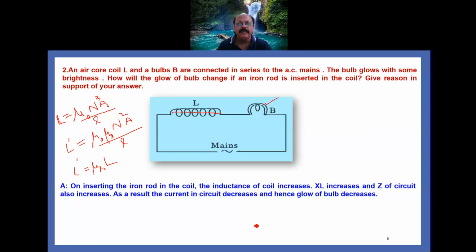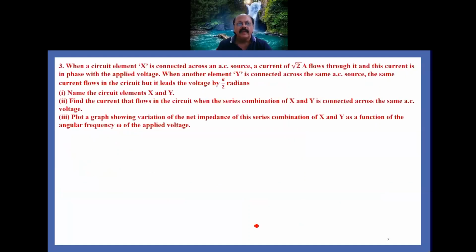Now we take another problem. When a circuit element X is connected across an AC source, a current of root 2 ampere flows through it and the current is in phase with the applied voltage, meaning current and voltage both are in the same phase. When another element Y is connected across the same AC source, the same current flows in the circuit but it leads the voltage by pi by 2 radians.